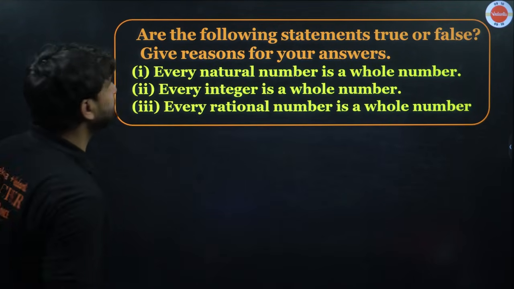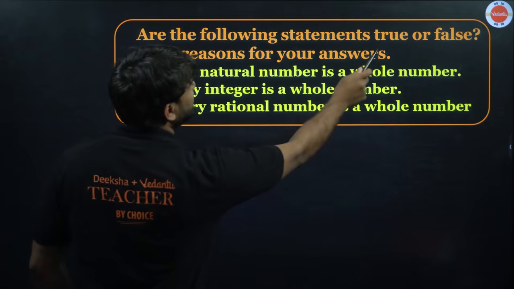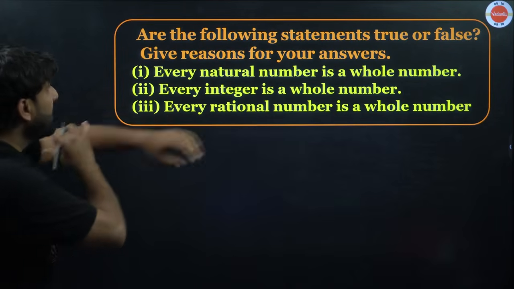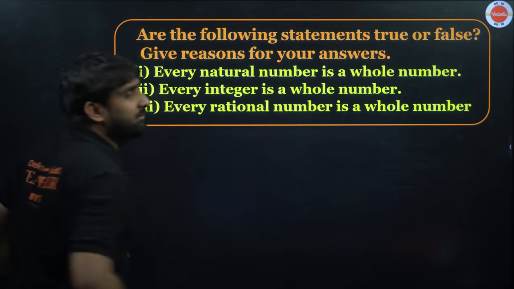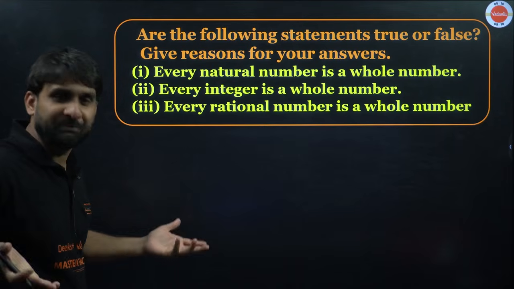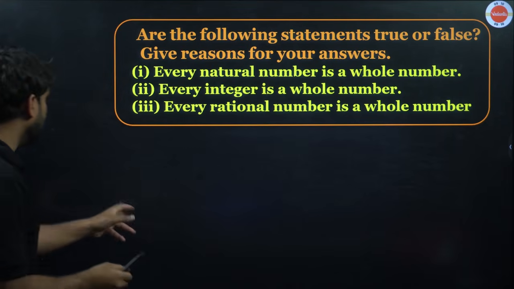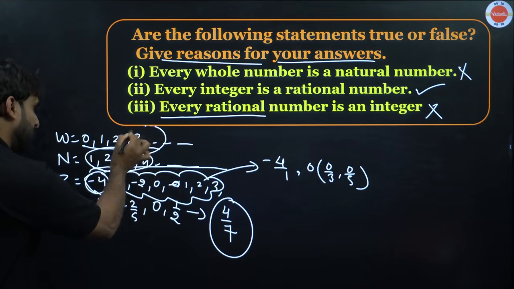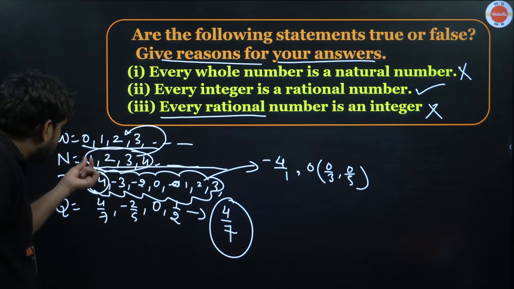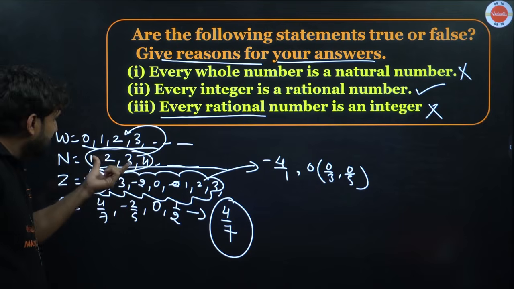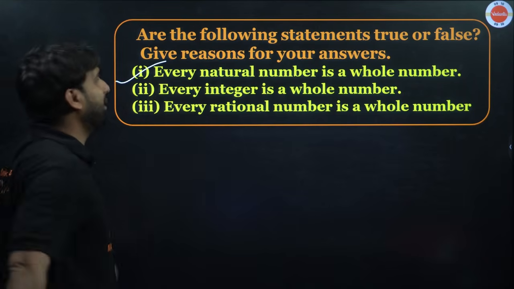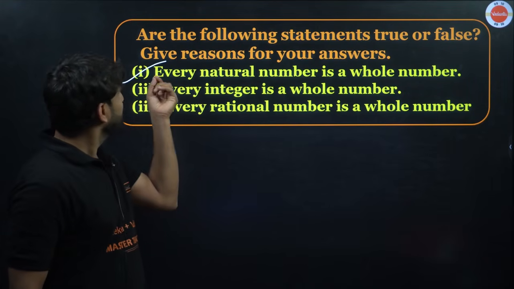Now again, a true false question. Are the following statements true or false? Give reason for your answers. Look at the first option: every natural number is a whole number. Absolutely correct. These are the natural numbers 1, 2, 3, 4, and these numbers are present in the whole numbers also. So the first option is true.